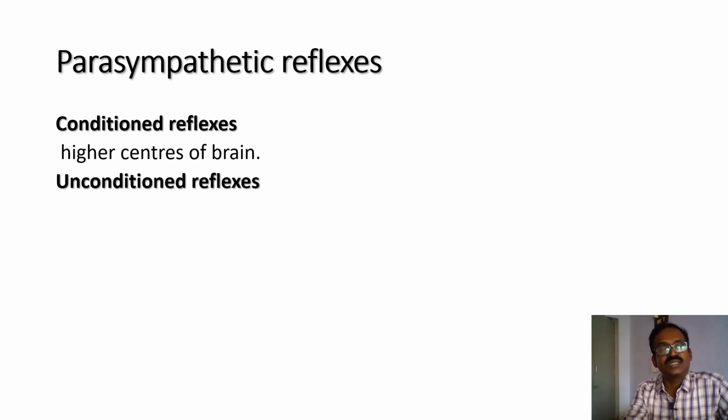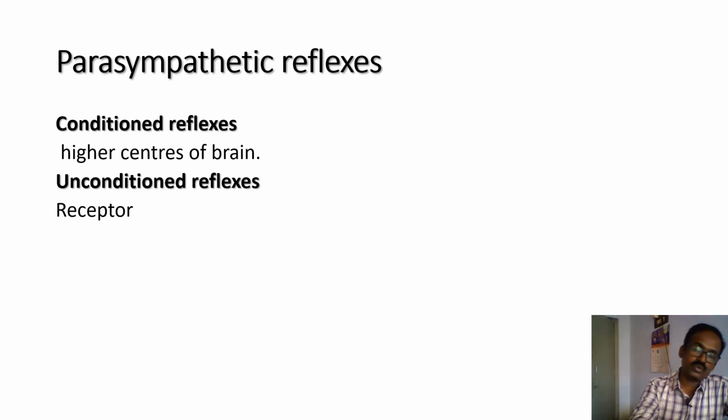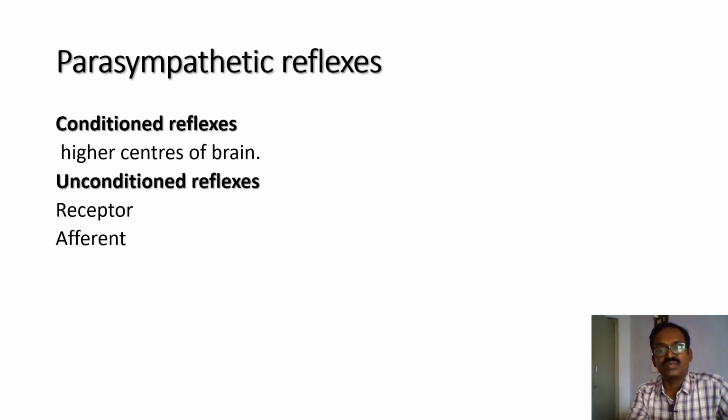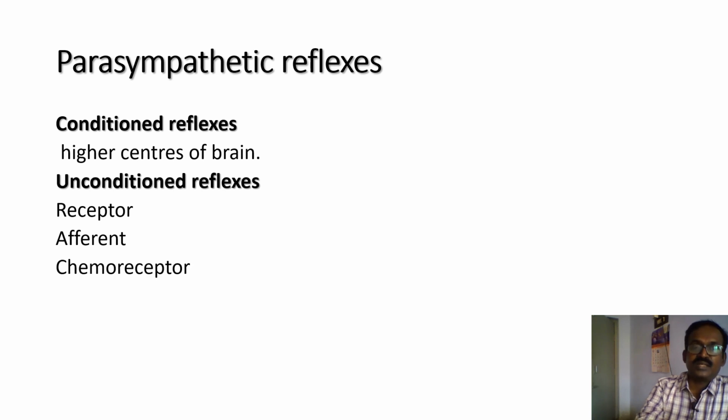The unconditioned reflexes are due to the stimulation of the receptors present in the buccal mucosa. When the taste receptor, or when the food touches the mechanoreceptors present in the mouth, esophagus, stomach or intestine, they send the impulse through the afferent nerve, especially from the mouth, to the center of the nucleus located in the medulla, the inferior salivary nucleus and superior salivary nucleus.